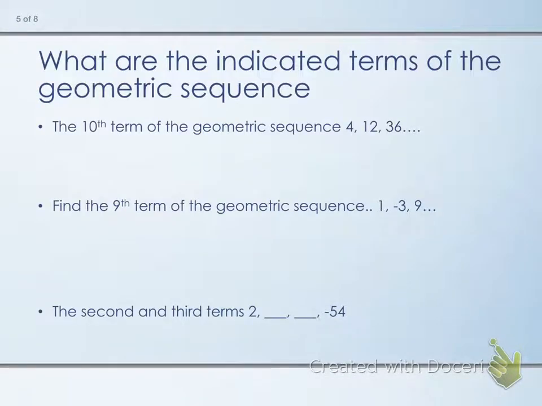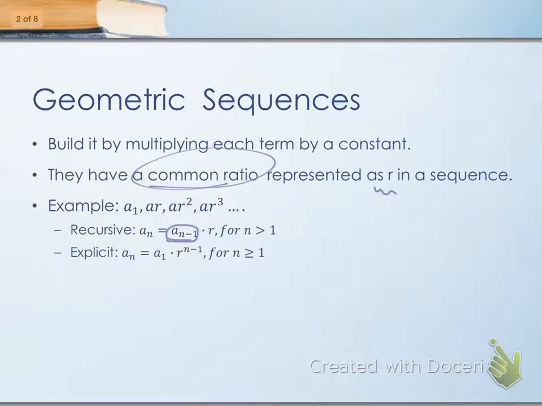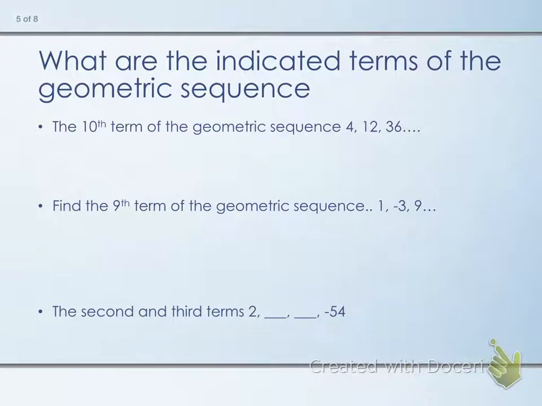Okay, what are the indicated terms of the geometric sequence? Find the 10th term of the geometric sequence. I don't know what the 9th term is, so I need to use my explicit equation. If I go back, there's my explicit equation right here. That's what we're going to be using because I don't know what's occurring before it. So I know my a sub 10 is what I'm trying to find. My a sub 1 is equal to 4. Let's figure out that rate. I do 12 over 4, which should be equal to 36 over 12, so my rate is going to be 3 here.